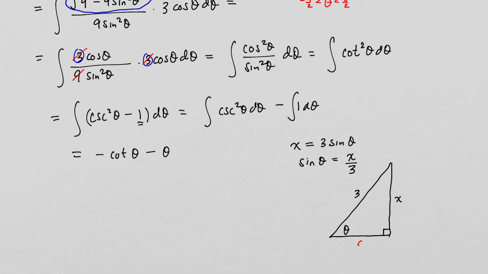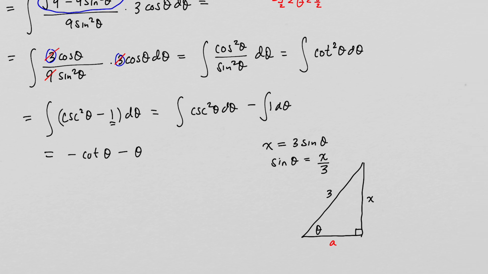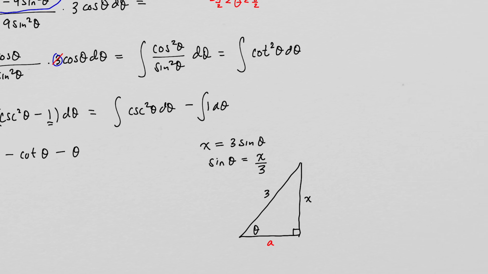And then we can solve for the missing side here, which I'll call a temporarily, by using the Pythagorean theorem. We know that a squared plus x squared is equal to 3 squared, and so a squared is going to be 9 minus x squared, and that means that a will be the square root of 9 minus x squared. So we can replace a here with that value.